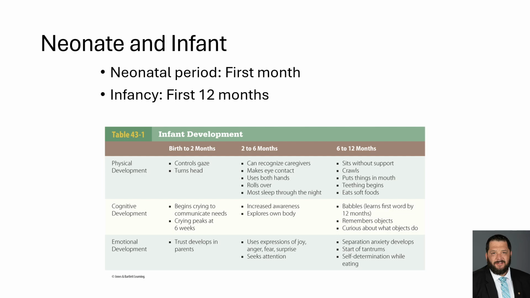Emotional developments are important to understand, as when you're assessing patients, this may play a role in the patient's response. Birth to 2 months, trust mostly develops in the parents. At the 2 to 6 month mark, babies will begin to express emotions like joy and anger, fear and surprise, and start seeking attention. Separation anxiety starts to develop around the 6 to 12 month mark, and tantrums begin, and there's some self-determination, particularly while they're eating.